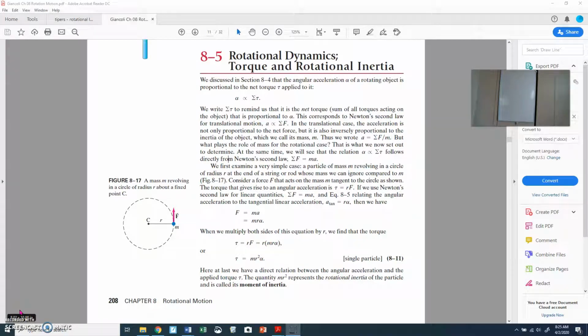Hey y'all, just want to close up 8.5, which is rotational dynamics, and emphasize a little bit on torque. Let me share some things, and I'll get it up on the whiteboard.